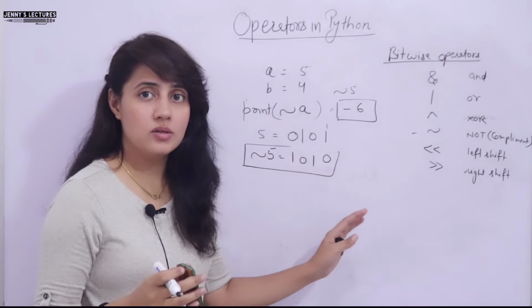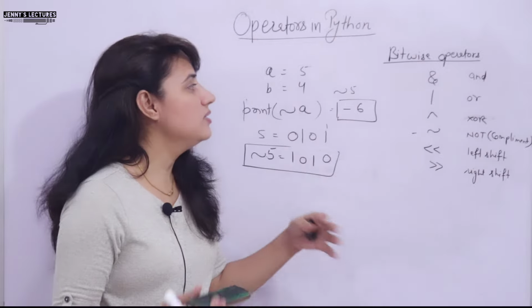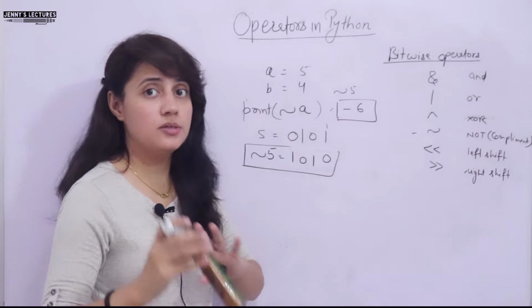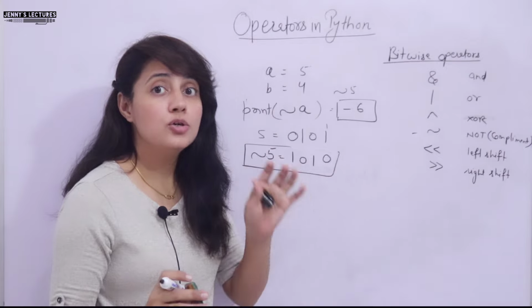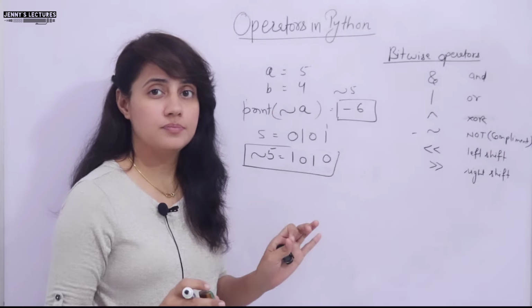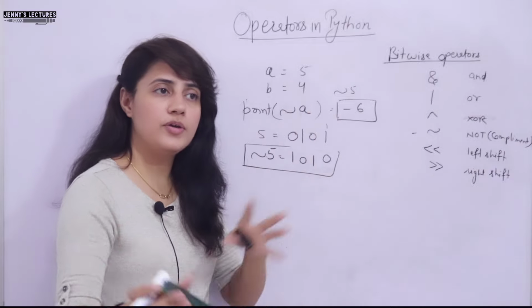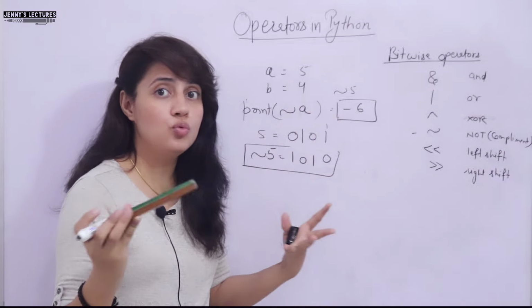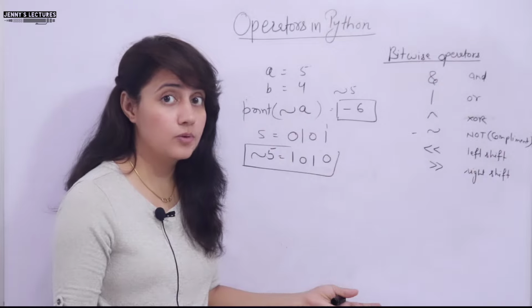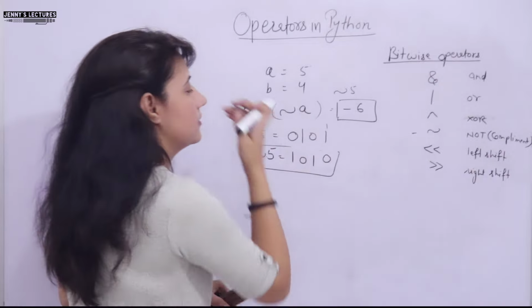Okay, we have to convert this into a positive number. So yes, there is a method to store negative numbers in memory. Now what is that method? 2's complement. We have to find out the 2's complement of the number, then we can store that negative number into computer memory. Okay, so this is minus 6.